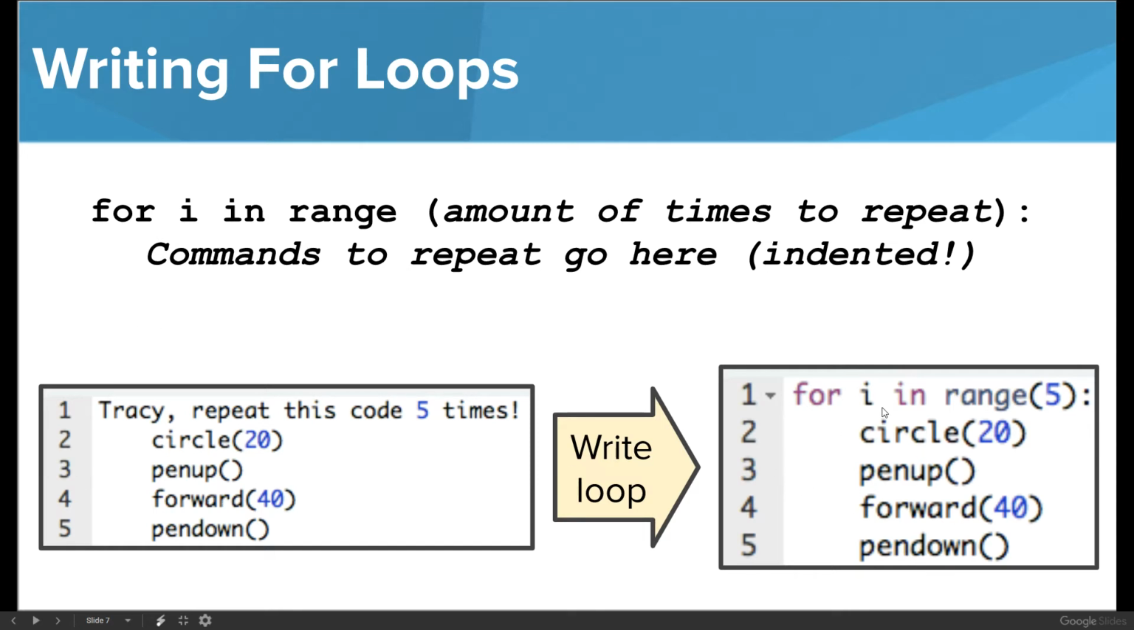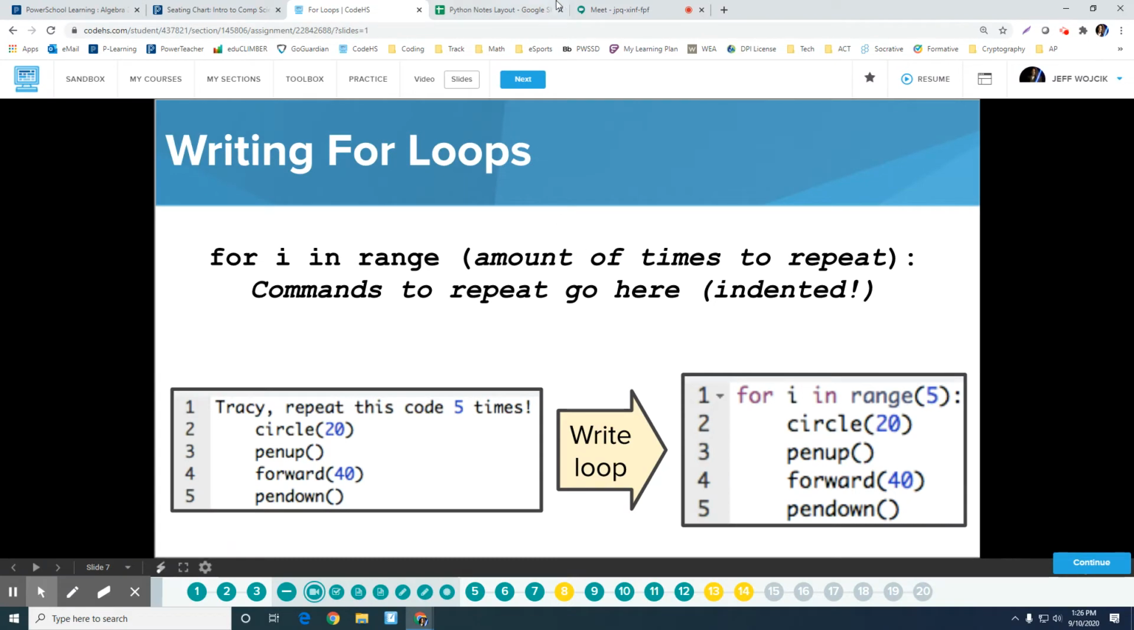So here on the right side, this is officially what it will look like to repeat that code 5 times. For i in range, parentheses 5. And then also right here, there's a colon. You need to have that colon. After that, hit enter to go to the next line, and it should automatically tab over. If it doesn't, just hit tab, and you're going to then write as many lines as you want to repeat itself over and over again.